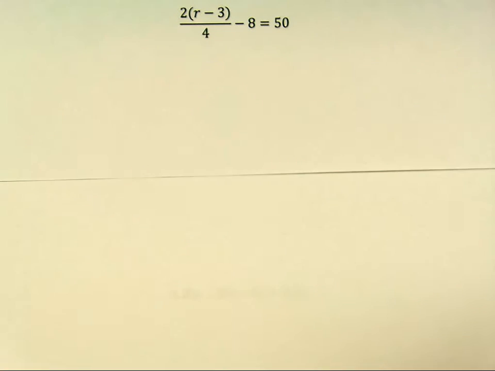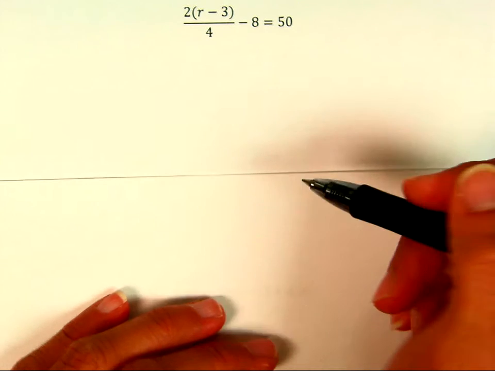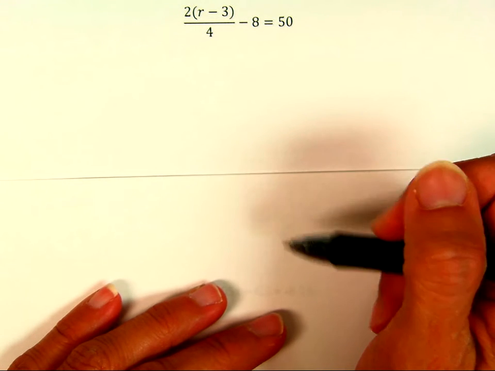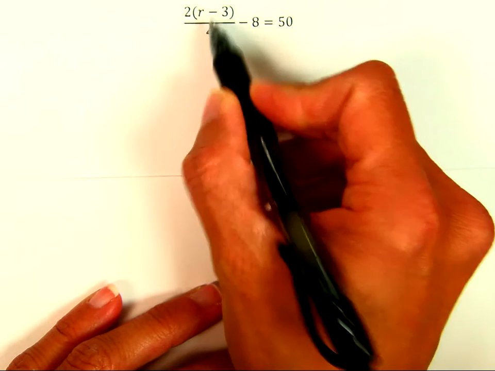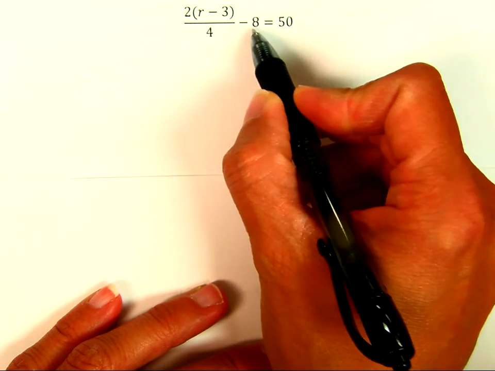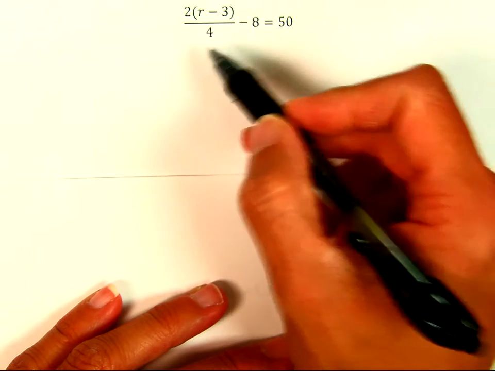So this one, sometimes kids get scared because they see it's a fraction, but we're not going to let that bother us. We're going to just think big picture. This is something multiplied by something else, divided by something else, subtracted. That's what we have going on. So think about the operations.